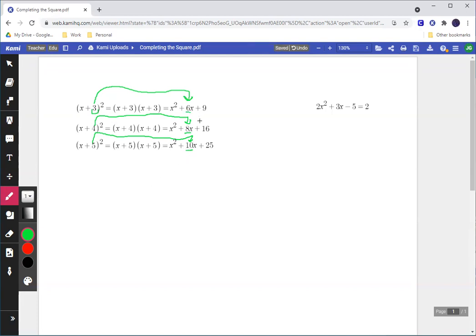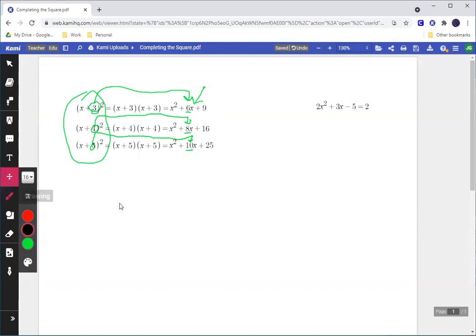So using this pattern, we can see that anytime you have a binomial square like these, the middle term in the answer will be double whatever's in the binomial. So 3 connects to 6, 4 connects to 8, 5 connects to 10. And you can say anything really. You can say x plus 100 squared, and the middle term is going to be 200 because it's double. So that pattern is always true regardless of what number is there.